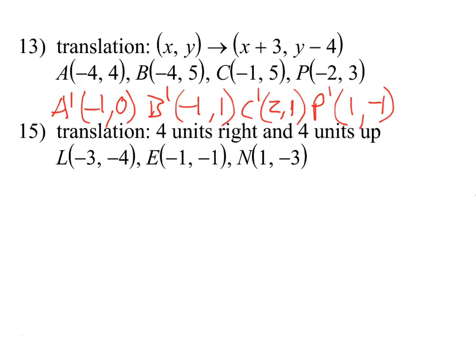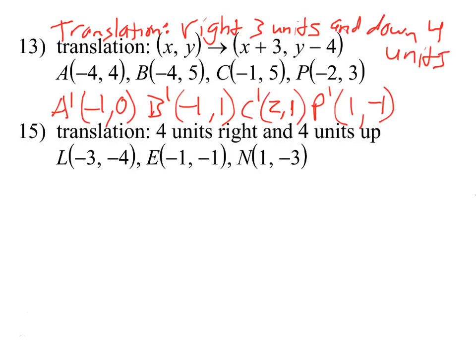new coordinates there. You're supposed to also describe it with words. And so I'm going to write that up top here. There you go. Wrote it up top there for you. Right 3 units and down 4 units. Well, I'm just going to do 15 while I'm at it. You need to go 4 units right and 4 units up.